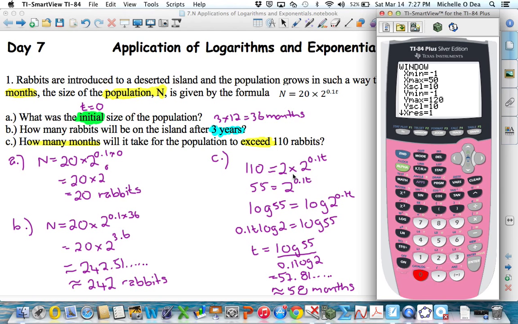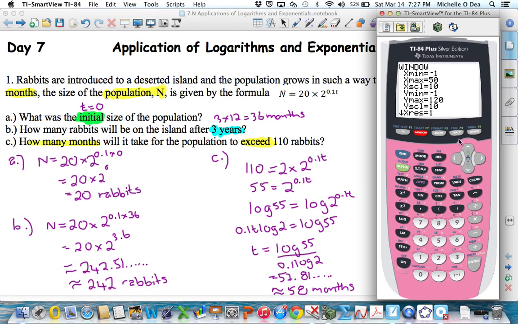So look at the numbers you're dealing with to help you decide which numbers to use for your window. So I go to graph now. There's the line y equals 110. So I haven't gone far enough with my x-axis because I can't see the point of intersection.